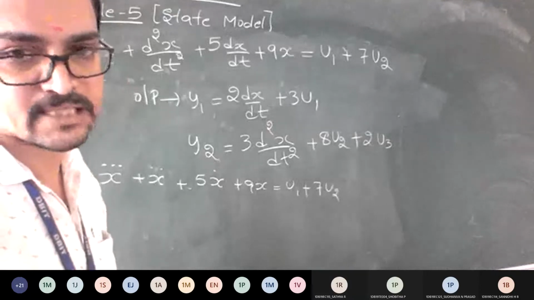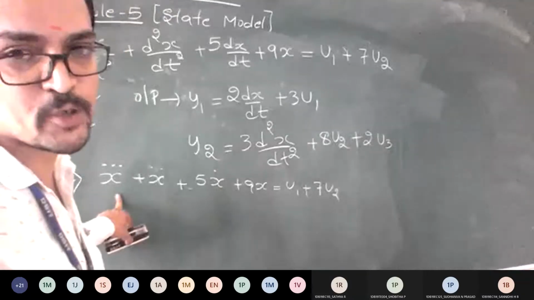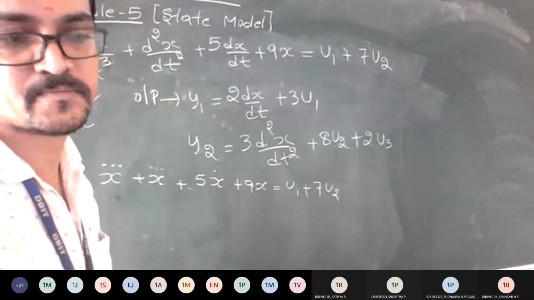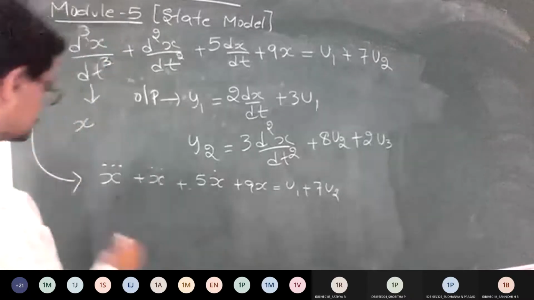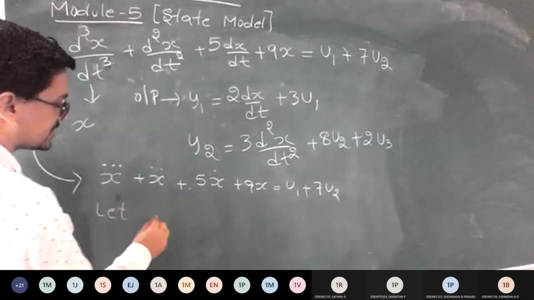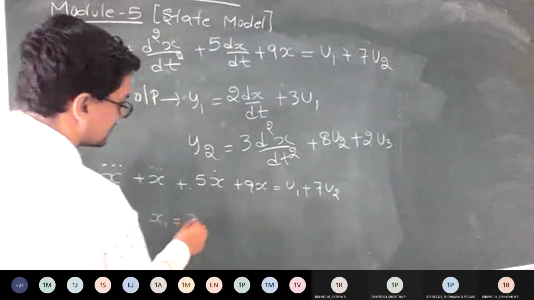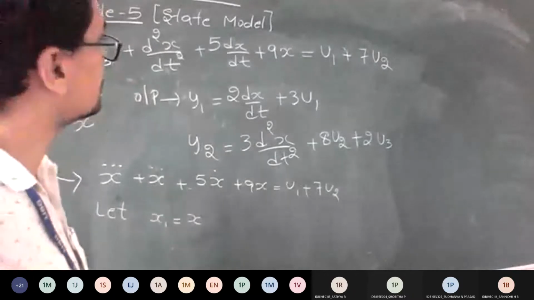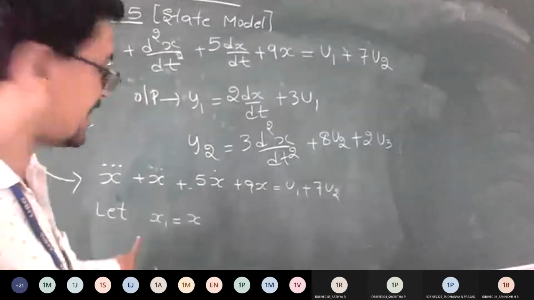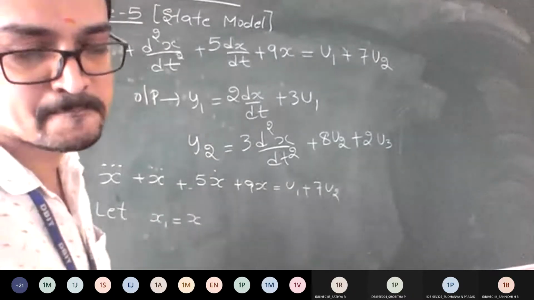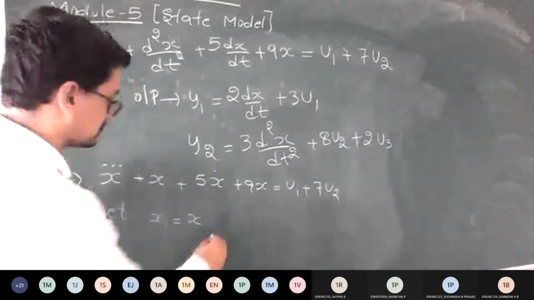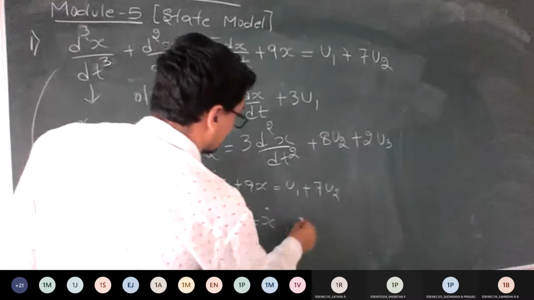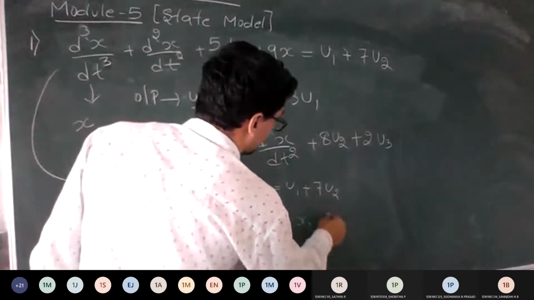3. Because of this d cube we can say 3. Good. Next, what is the assumption, guys? Let y1 is equal to x1 is equal to x. According to the question, you should go. I told you already, there is no y in this equation. So you should go with x1 is equal to x. Agree? So x2 is equal to x single dot, x3 is equal to x double dot.